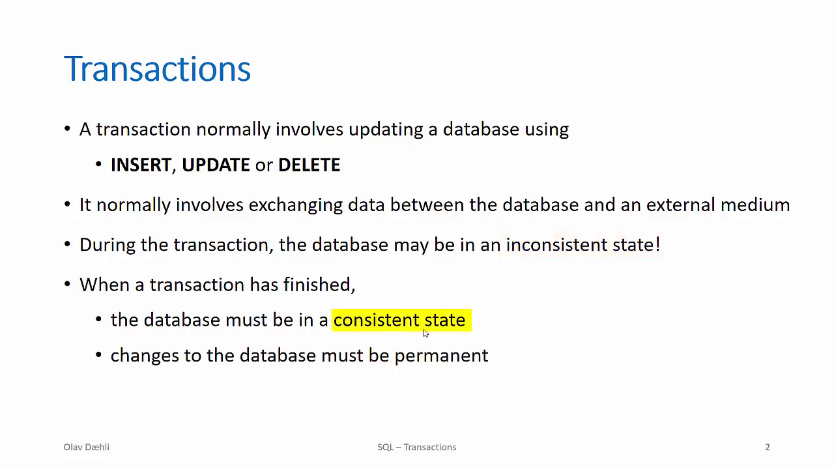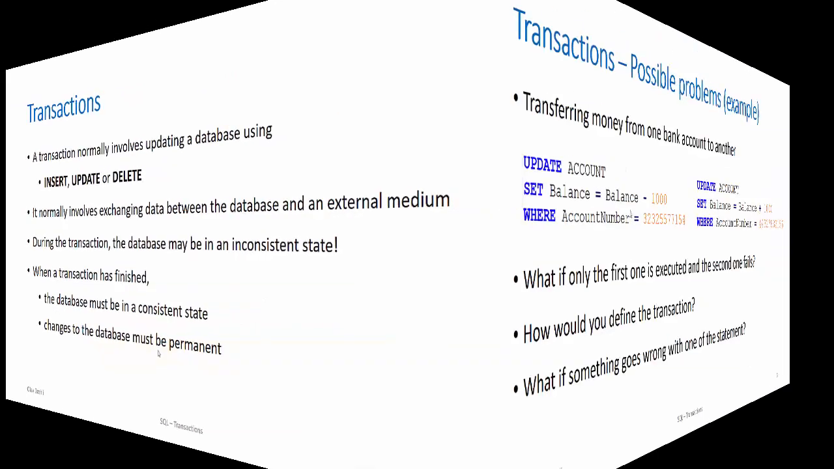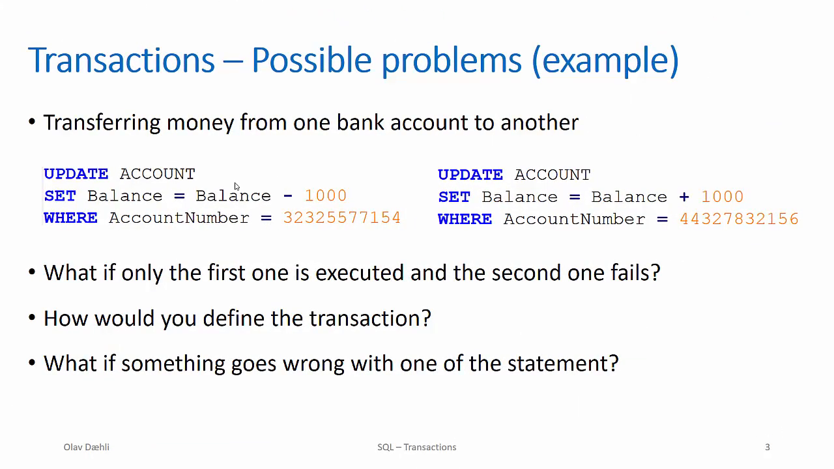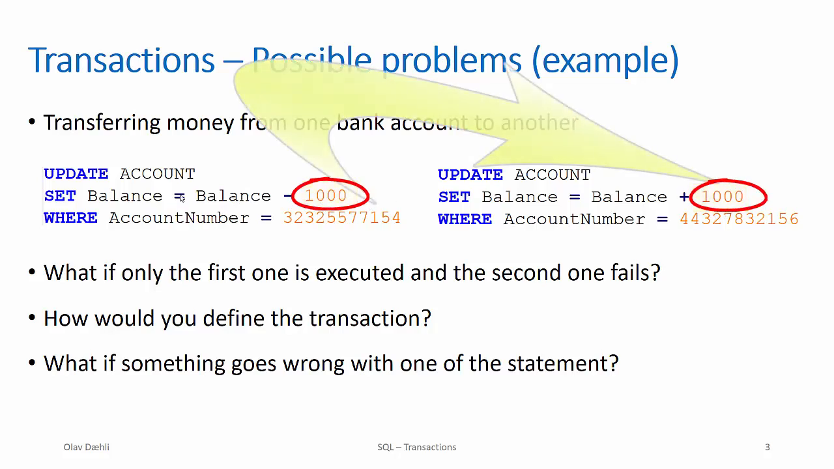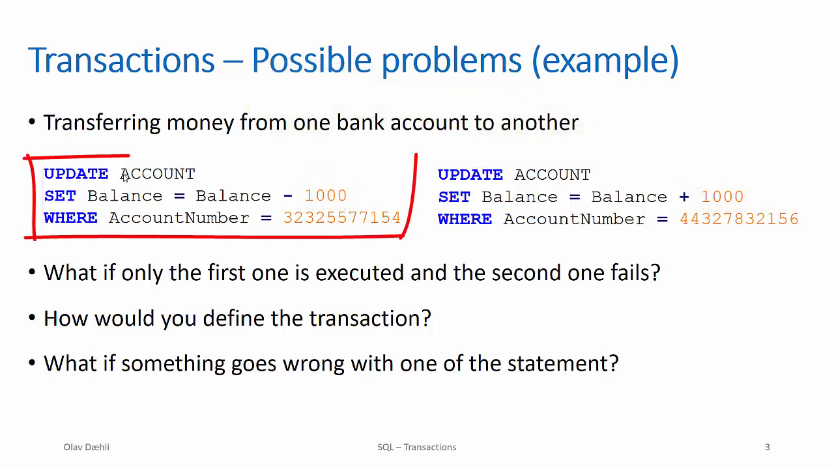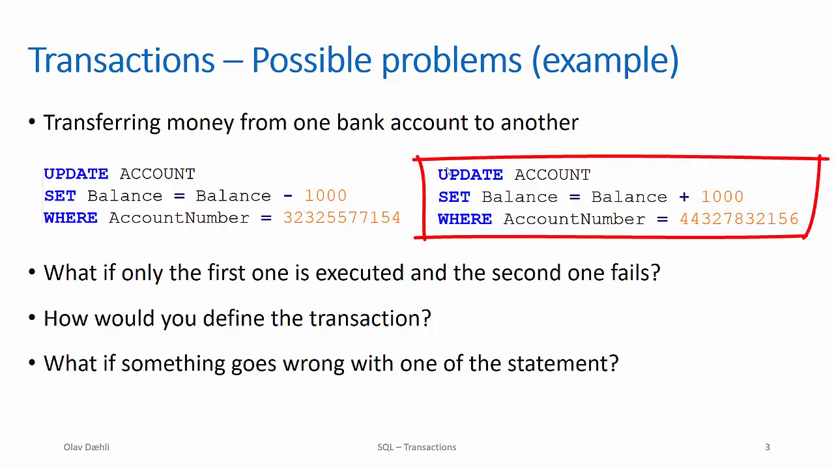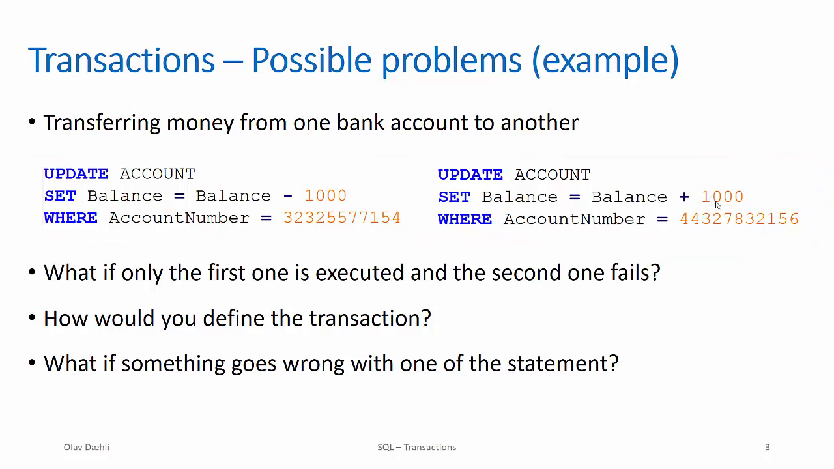returned to a consistent state, and changes made to the database through the transactions must be permanently written to, for instance, a disk. Here is a classical transaction example. We have two accounts and we want to transfer $1,000 from one of the accounts to the other account. So we use the SQL update instruction, and we reduce the balance of the first account with $1,000, and then we run a new update instruction to increase the other account with $1,000. Then we have transferred an amount of $1,000.